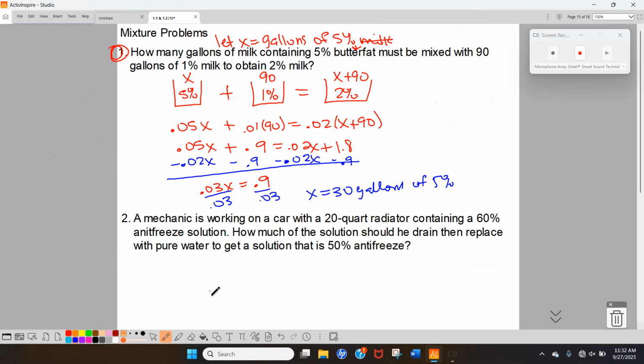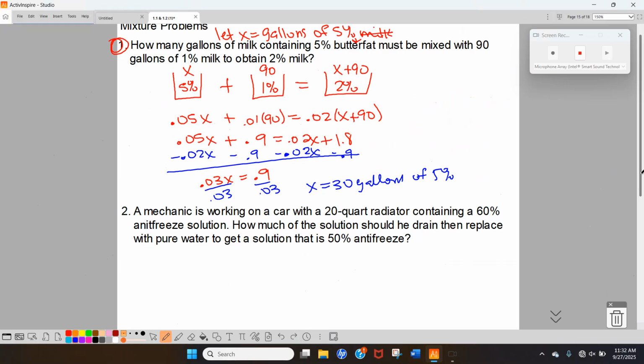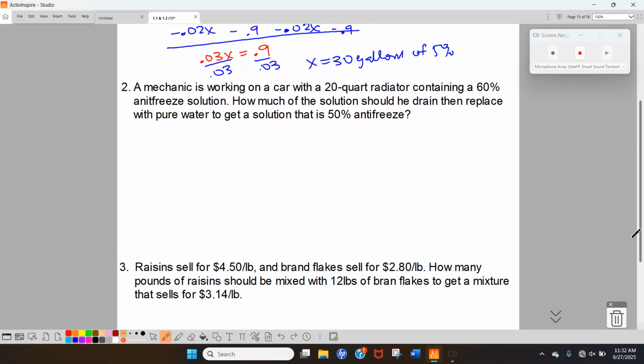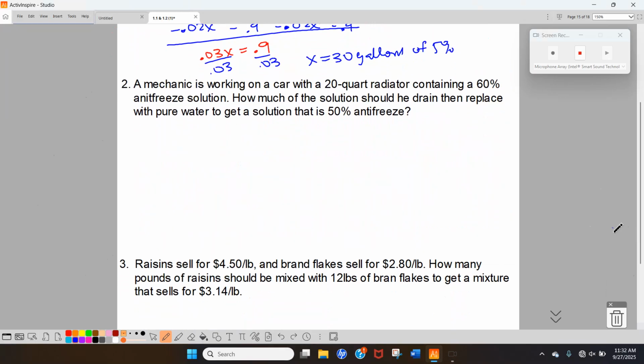All right, so number 2 is a little harder to wrap your head around because of the whole idea of what's happening with emptying and refilling. So, a mechanic is working on a car with a 20-quart radiator containing a 60% antifreeze solution. How much of the solution should he drain, then replace with pure water to get a solution that is 50% antifreeze? All right, so again, you're taking this and adding something and getting something.